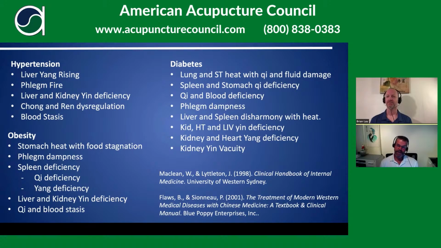Then diabetes, there's your stomach heat, so stomach channels being affected. Diabetes, spleen and stomach qi deficiency, there's your tibialis posterior spleen, tibialis anterior, not getting enough qi within the channel because of the organs. Overall qi and blood deficiency, phlegm again being spleen. Liver and spleen disharmony with heat. There's your spleen channel again. Kidney, heart, and liver yin deficiency. There's your kidney channel. Kidney and heart yang deficiency, kidney channel again, and kidney yin acuity.